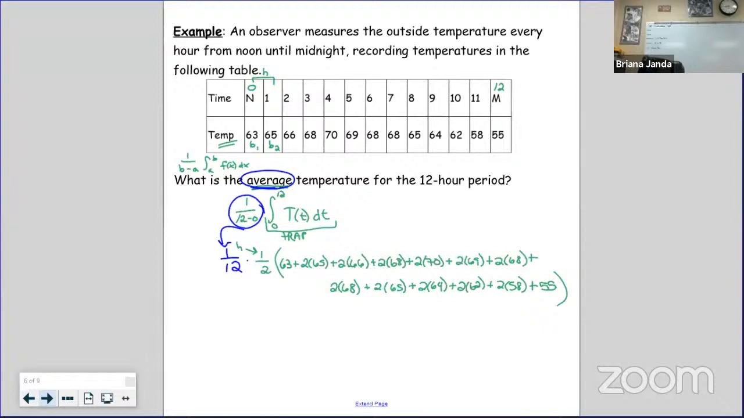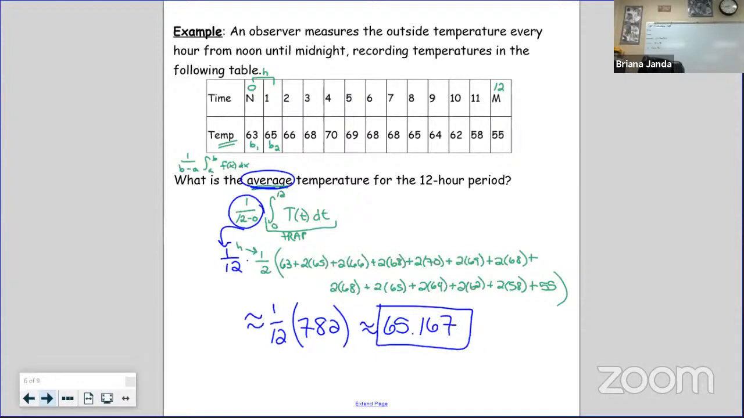Okay, let's see how accurate you were typing things into your calculator. What do we get for what's in the green here? You should have 782, giving us an approximate average temperature of 65.167. Questions on how to use the trap rule with a table of data?